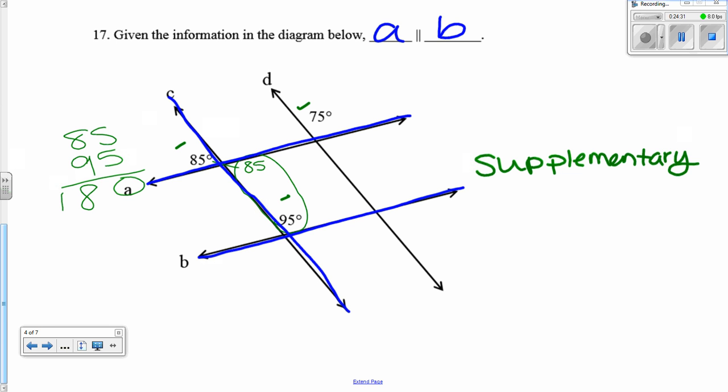Sometimes I'm not going to use D, because with 75, I don't have the 105 I would need to make it a supplementary angle with 75.